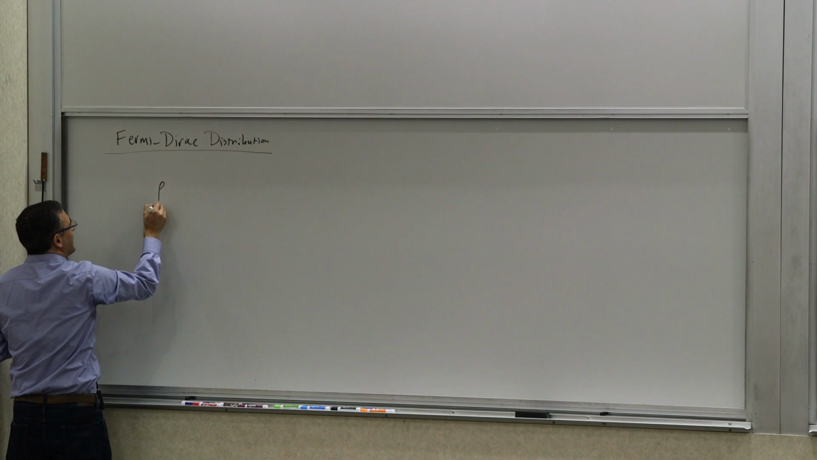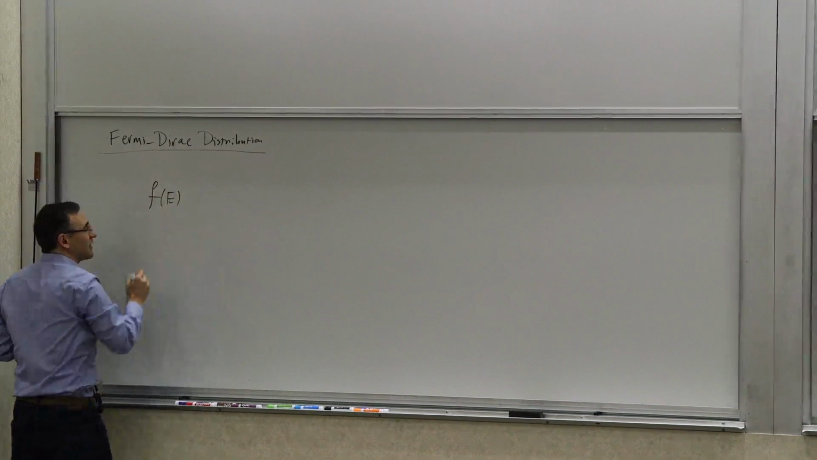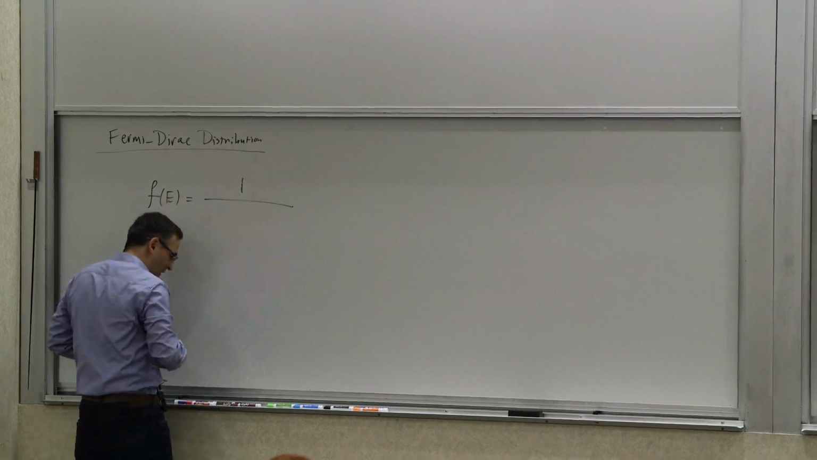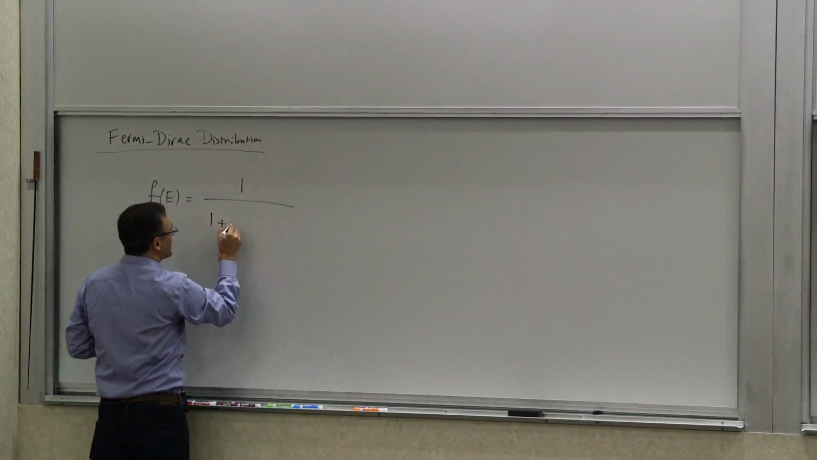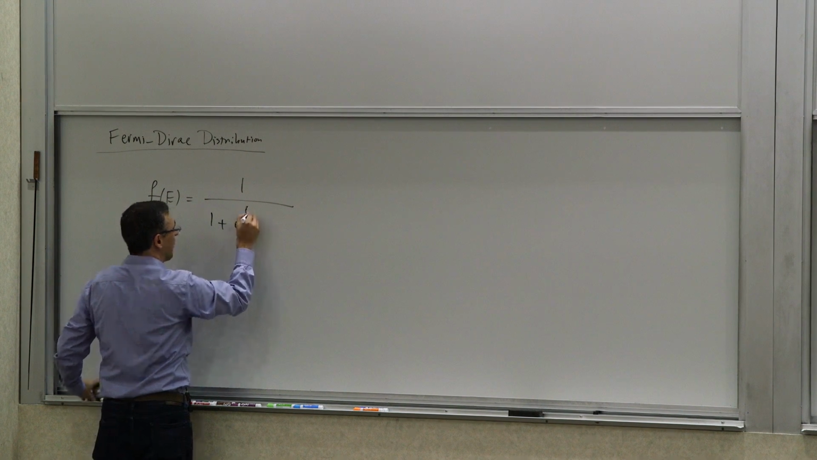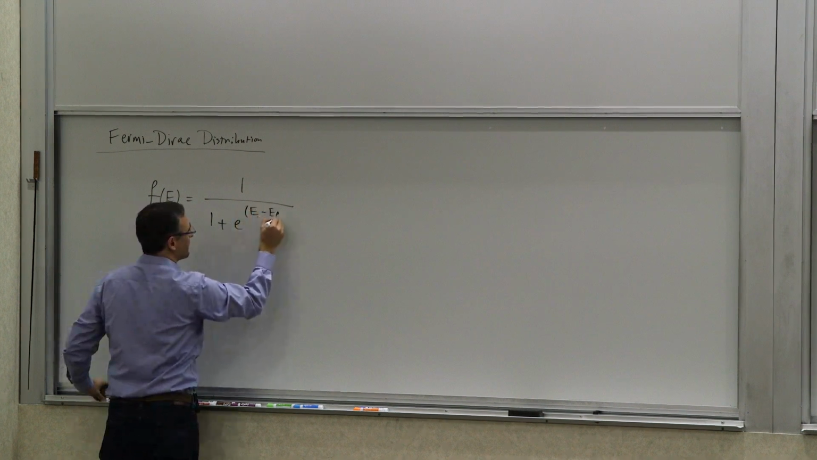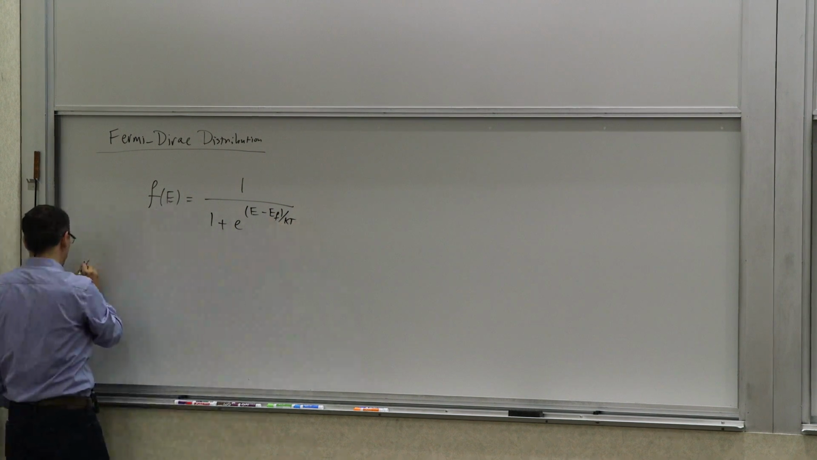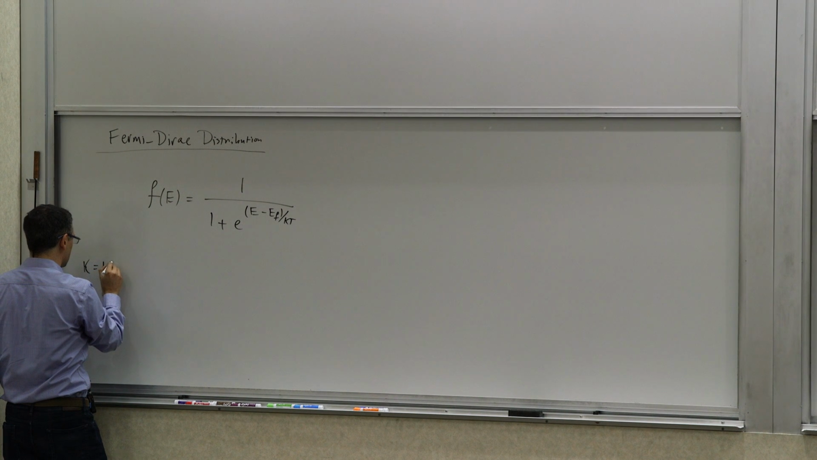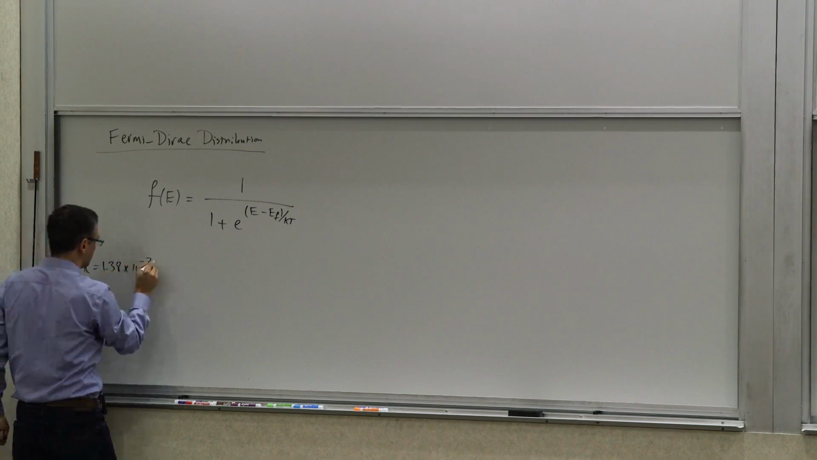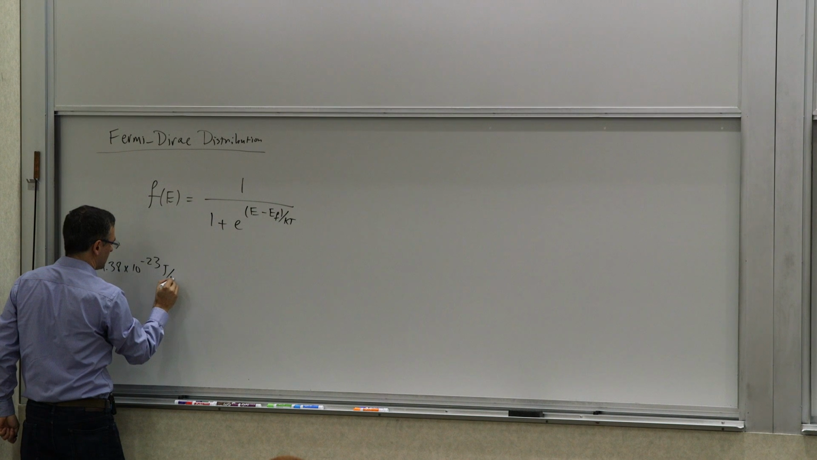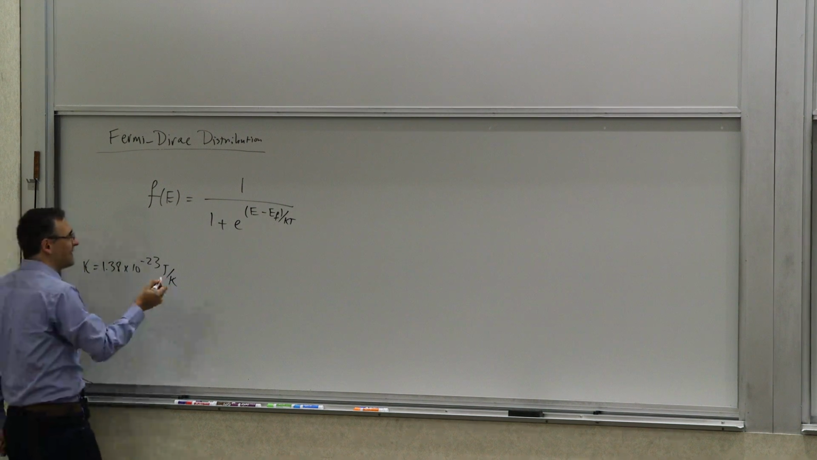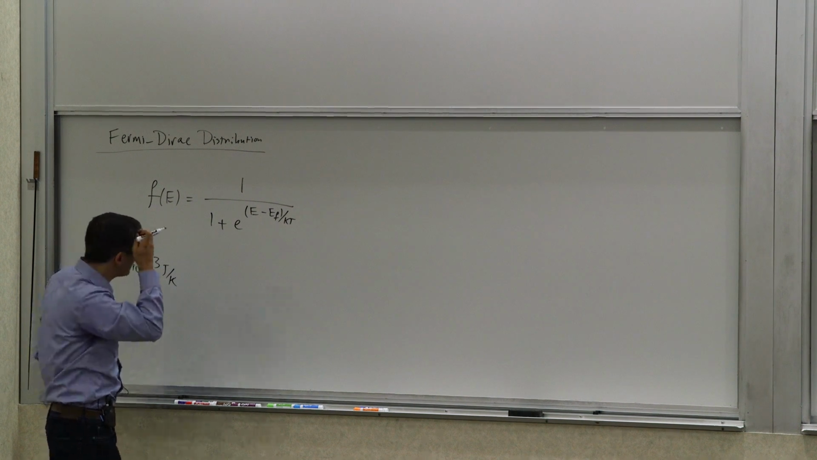The Fermi-Dirac distribution basically gives you the probability of finding an electron with energy E. It is defined as 1 over 1 plus e to the power of (E minus EF) over kT, where k is the Boltzmann constant, 1.38 times 10 to the negative 23 joules per Kelvin, and T is the temperature in Kelvin, an absolute temperature.